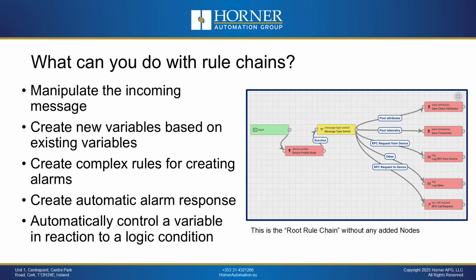You can also create some complex rules for creating alarms. That is another thing you can do. You can create an automatic alarm response by OCS360 when an alarm occurs, if you want to do that as well. You can also automatically control a variable in reaction to a specific condition. As variables are being pushed to OCS360, you could have a piece of rule chain logic that detects a specific condition in that variable and then reacts to that by writing a variable value back down to the controller automatically, without having to have a human intervention. So there is a lot you can do with rule chains.